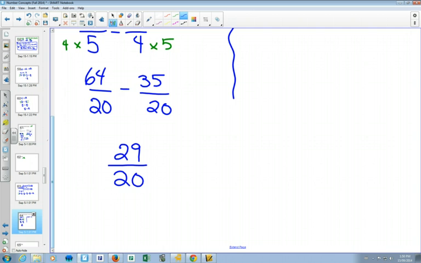29 pieces. And if there were 20 pieces in a full chocolate bar, this is the same as 1 full chocolate bar and 9/20 left.